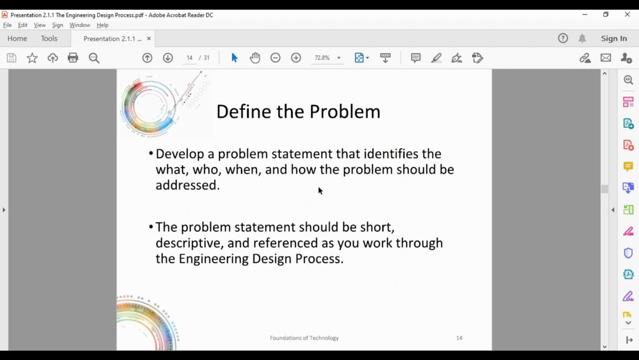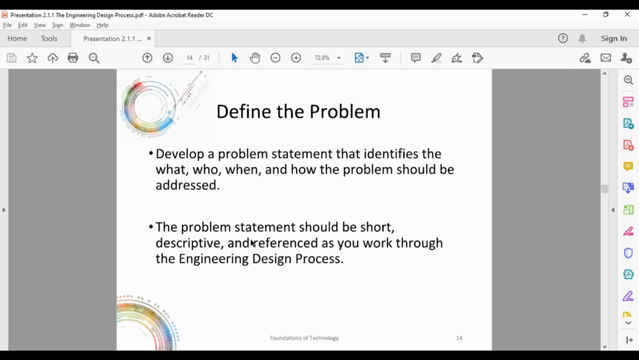Define the problem. Develop a problem statement that identifies the what, who, when, and how the problem should be addressed. Again, this is another one of those, the more you document, the better that you're going to be. Because you, as the person who is documenting what the problem is, may not actually be the person who is solving the problem. So anything that is going to be relevant to solving the problem needs to be documented. And all of the classic questions, who, what, when, where, and how, and why. The more of those that you can answer when defining the problem, the better that you're going to be.